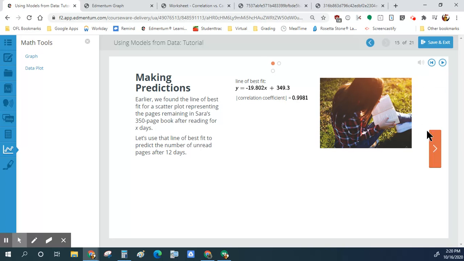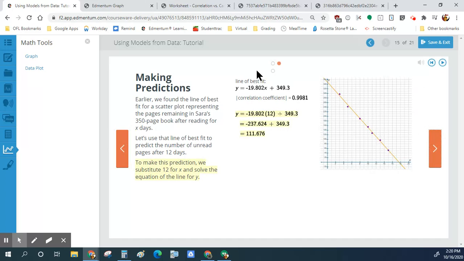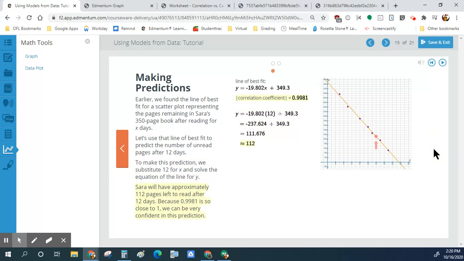So let's move on to the next one. We're looking at making predictions. Earlier we found this, so this is our graph. And now we're trying to say, this graph involved reading. When we're reading, it's saying how many days.